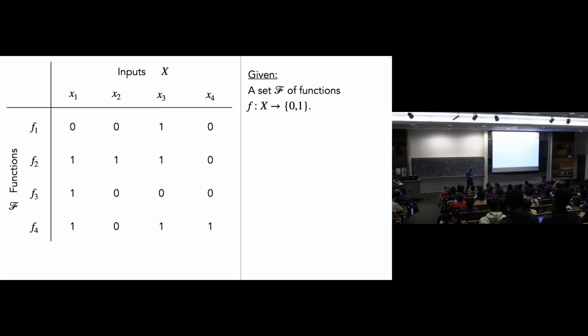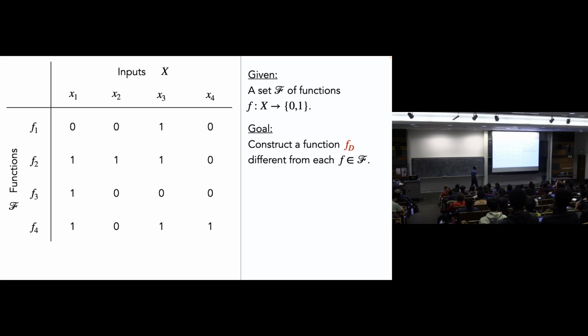And I'm going to visualize these functions with a table. My functions are listed here. Let's say we have 4 functions, f1, f2, f3, f4. And the possible inputs, let's denote them by x1, x2, x3, x4. So there are 4 possible inputs. And I have this table, like the truth table, where each function is a row. f1 on input x1 gives the output 0. f1 on input x2 gives the output 0. f1 on input x3 gives the output 1, and so on. This is the way I fill out the table.